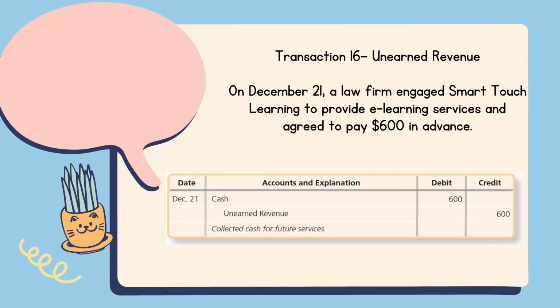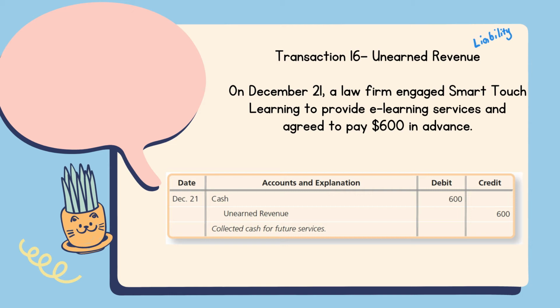Transaction 16, unearned revenue. On December 21st, a law firm engaged Smart Touch Learning to provide e-learning services and agreed to pay $600 in advance. Unearned revenue means I received cash in advance, but I did not provide the service yet. The revenue is not earned yet. So it's a liability account. I have to provide the service because I received cash in advance. It's a liability account. So I'm going to provide e-learning services in the future, okay?